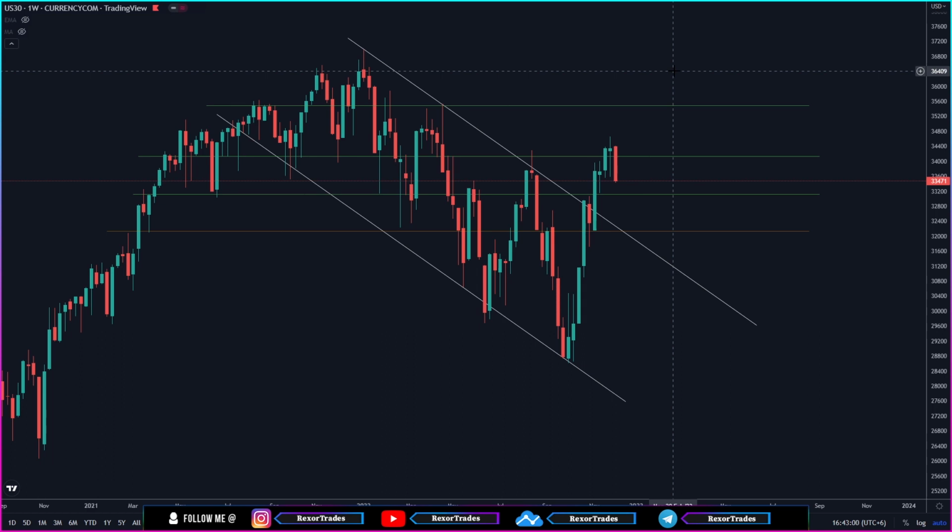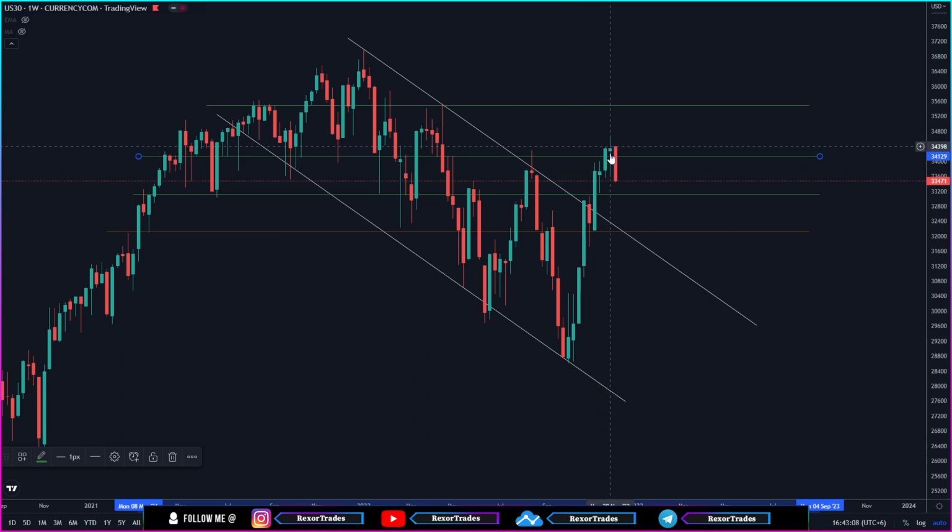Now US30 on a weekly time frame, after making a retest on this major key level which had multiple major retest points, it showed signs of making a breakout of that key level with further bullish momentum to continue pushing towards this next key level over here.